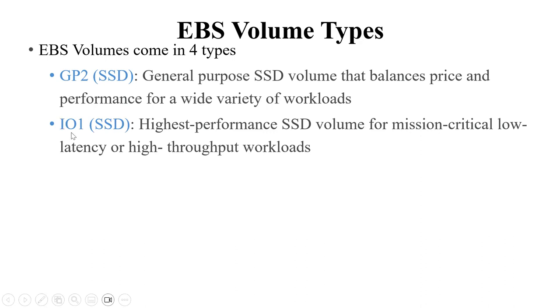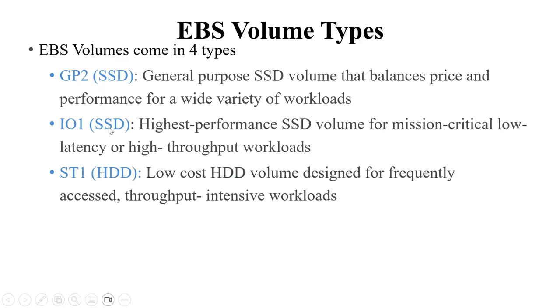But when do we take IOPS based? When you are expecting a huge amount of transactions on the volumes and the highest performance is required from the SSD volume, for mission critical, low latency or high throughput workloads. IOPS means IO operations per second. Especially for databases and huge amounts of transactions, IOPS based is recommended. But for middleware services like web or Tomcat, we go for GP2 based.